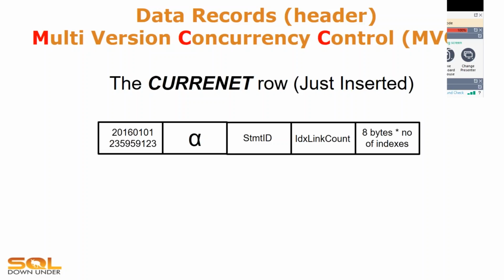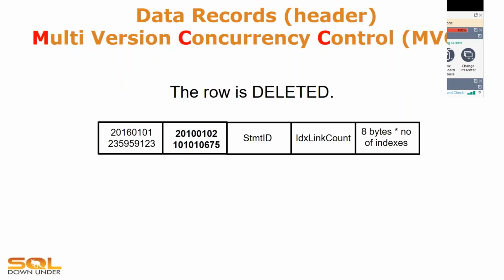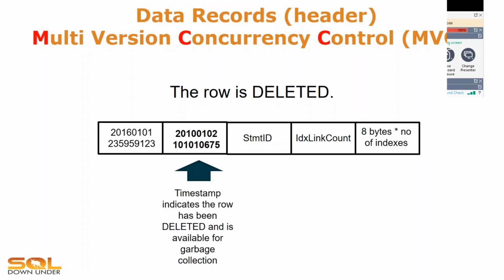When that record is modified or changed, something happens. We'll look at the case where it's deleted first. When a delete statement is run, basically the end timestamp is updated to the timestamp of the transaction that deleted the record. The presence of that timestamp signals to SQL Server that this record is no longer needed and is available to be garbage collected.